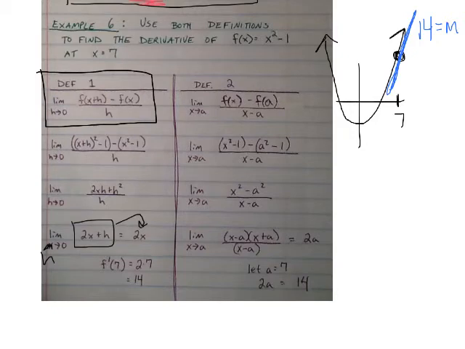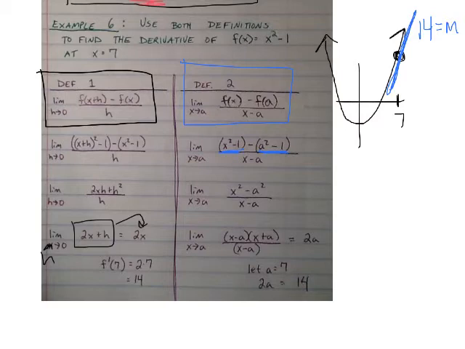We do the same thing in definition 2. It's just a slightly different approach. Definition 2 tells us to take the limit as x goes to a of f of x minus f of a. And so what we can do is plug in x squared minus 1 minus a squared minus 1. So the function at x and then the function at a.